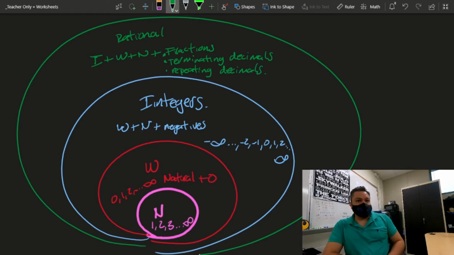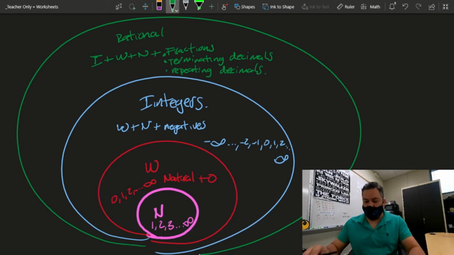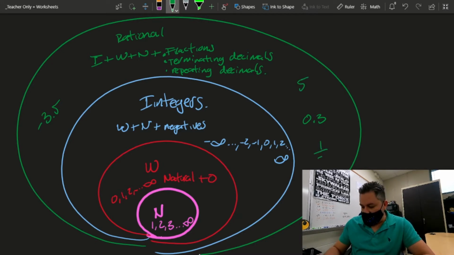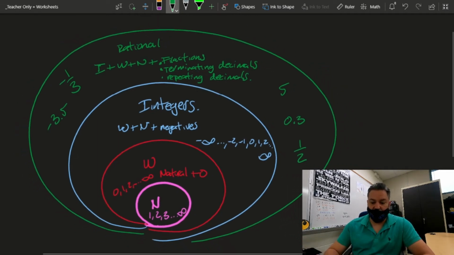And that's that. A few examples over here: we can have, for example, negative 3.5, 0.3, 5, 1/2, negative 1/3, and so forth. As long as you're looking at a fraction, and that fraction, whenever you convert it into a decimal, terminates or repeats, it is going to be included as part of the rational numbers.